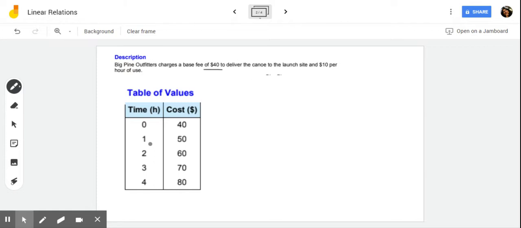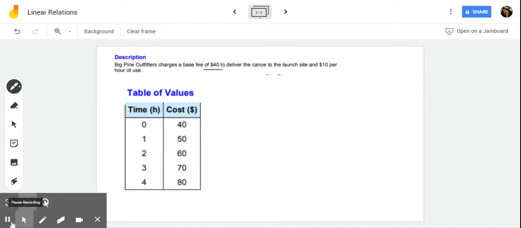So 0, 40, 1, 50, 2, 60, 3 hours, $70, 4 hours, $80, and we could keep on going if we wanted to. But a table of values should have your independent variable and your dependent variable listed on the top, and then all of your values here.